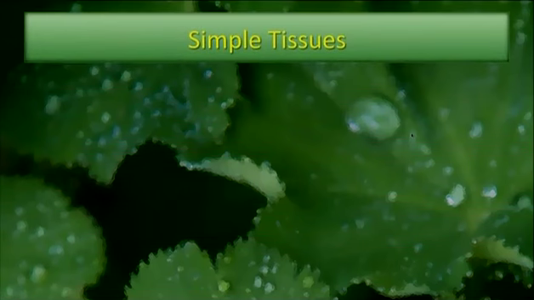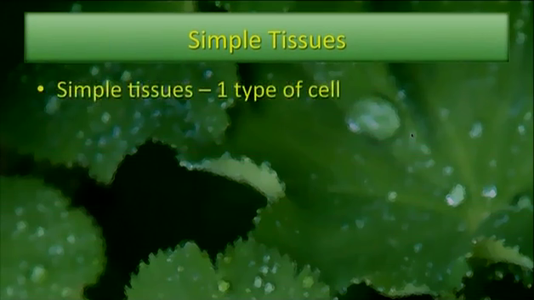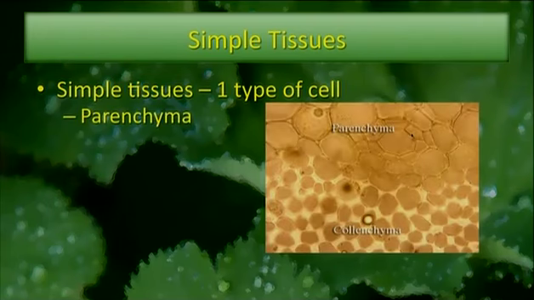Now we're going to talk about simple tissues. Simple tissues are made of one type of cell. Among these are the parenchyma cells, parenchyma tissue. Parenchyma tissue is the most abundant of cell types. They tend to have large vacuoles when they're mature that hold starch grains, oils, tannins, crystals, etc.